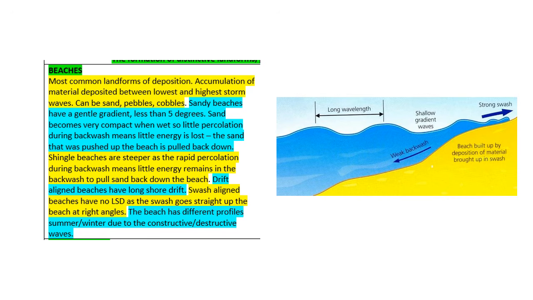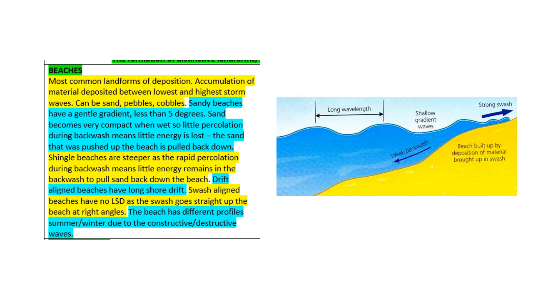A shingle beach is much steeper. This is because the swash wave goes up, but then the water percolates down through the shingle and very little water makes its way back down as backwash. So all of the shingle is pushed up the beach, making it really steep.